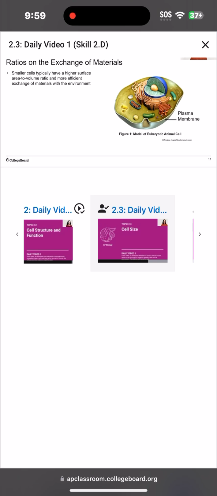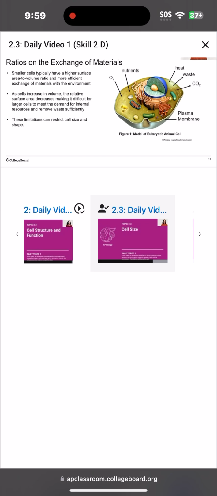And so if you think of our cube, if our smallest cube was the real cell, it would have been able to supply its internal demands of taking in oxygen and nutrients, as well as removing waste and CO2 and heat. The smaller cell would have done a lot better for itself compared to our larger cell. Because as the cell increases in volume, the relative amount of surface area decreases, making it difficult for larger cells to meet those demands. And so these limitations are going to restrict cell size and shape.